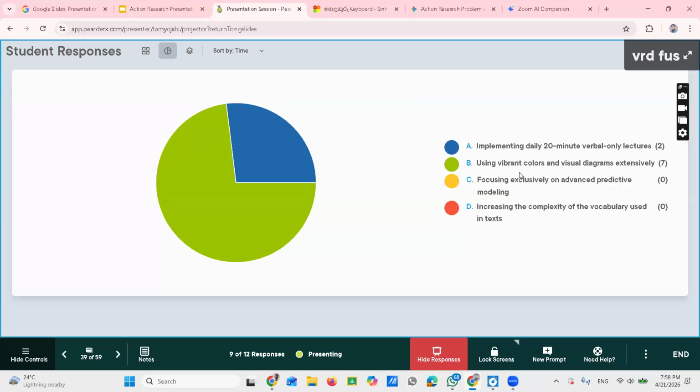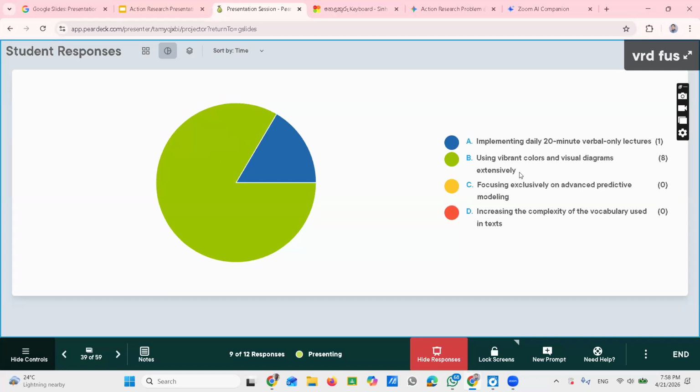The teacher uses attractive visuals to get the student engagement level and focus. One answer here is blue color. One student marked the blue one, implementing a daily 20-minute verbal-only lecture. Actually, that's not the answer.